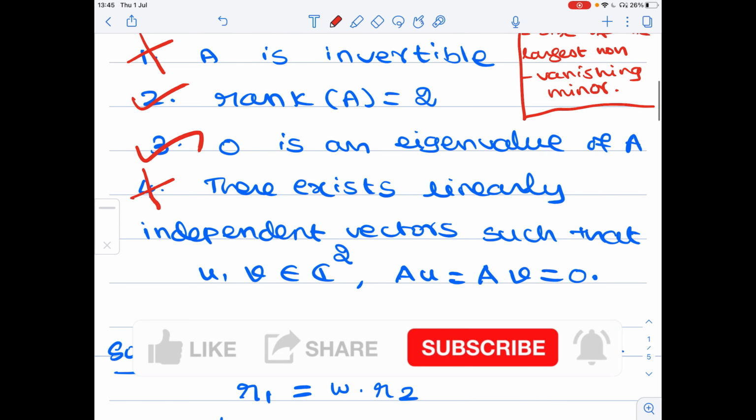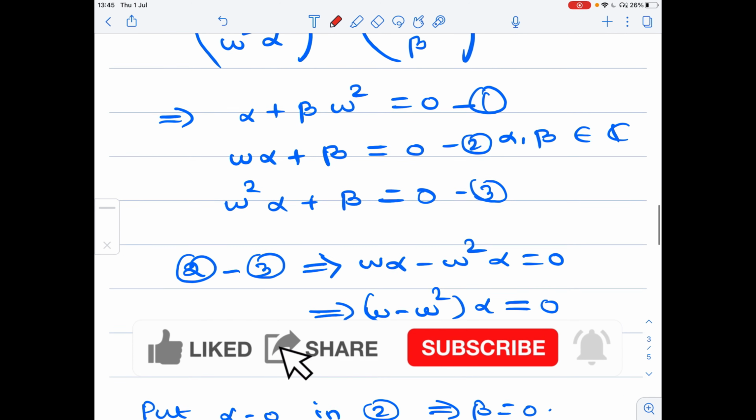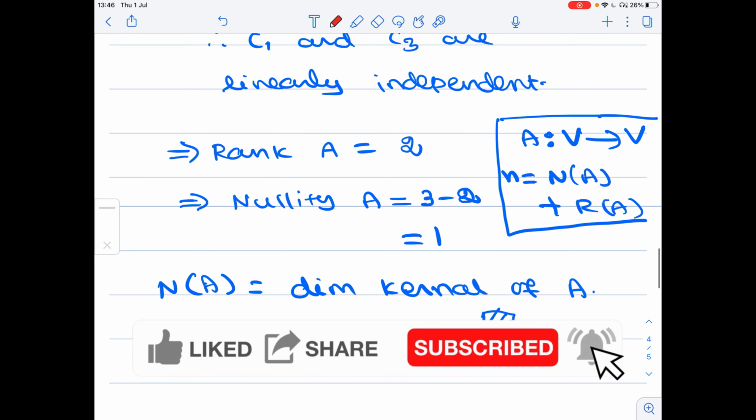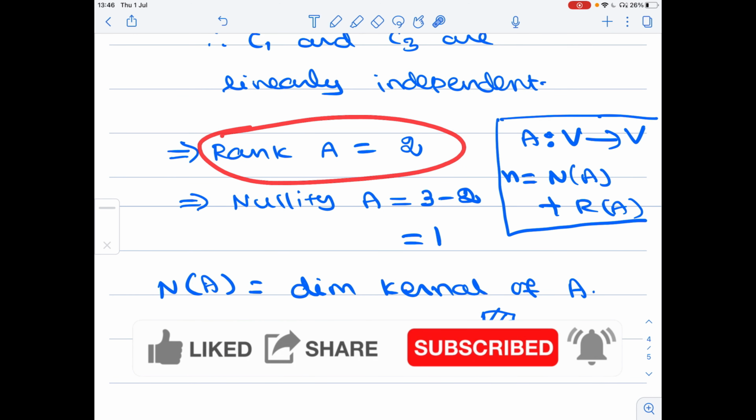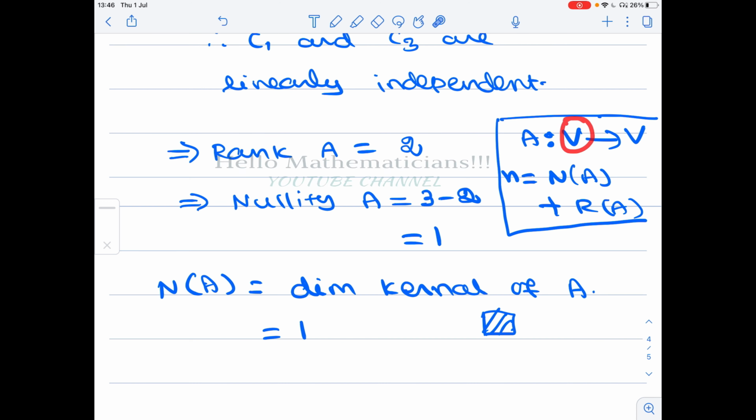We'll see why the fourth option is wrong, because now we have concluded that the rank of A is equal to 2. Now we look at the rank nullity theorem. Suppose V is a vector space of dimension n and A is a linear transformation from V to V. Then the dimension n equals nullity of A plus rank of A. Now n equals 3, rank is 2, therefore we get nullity of A equal to 1. But what is nullity of A? Nullity of A is nothing but the dimension of the kernel of A. Therefore the dimension of the kernel of A is 1.